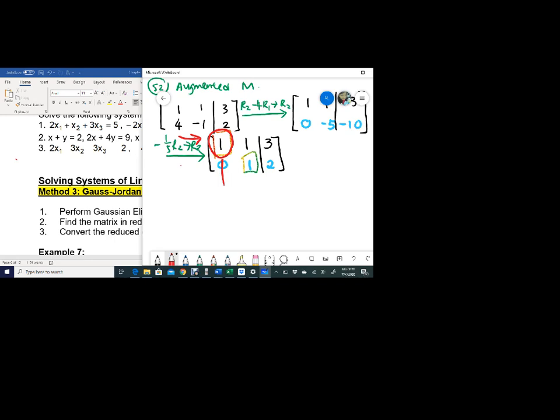Then check row 2 again. Your leading entry is at the element A22, right? But you need to ensure the entries above and below are also 0. Obviously, the element above the leading entry on row 2 is not 0 yet. So you need to make this one become 0. So how? You need to add on R1. What do you need to do?